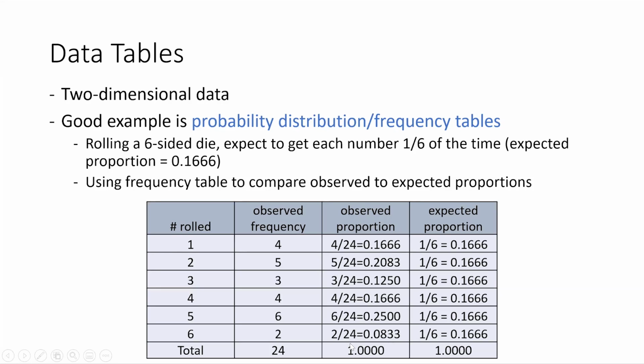But all these proportions should always sum to 1. Right? Because 1 is just 100%, right? If we sum all possibilities, we should always get 1 or 100% of the possible outcomes.